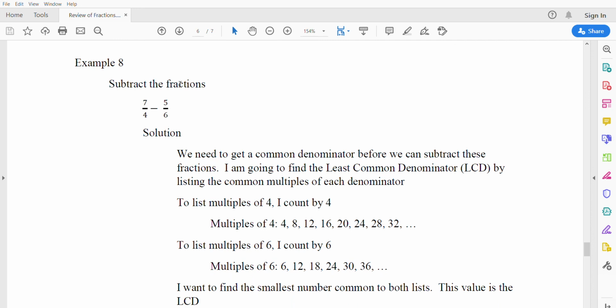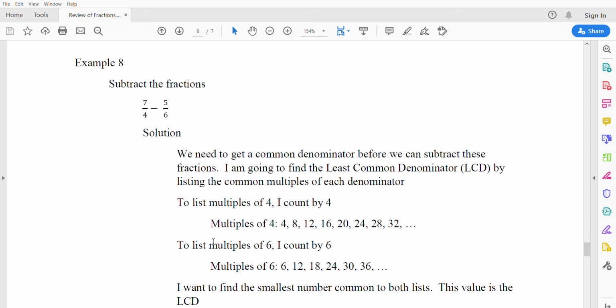So here we want to subtract these fractions. I have 7 over 4 minus 5 over 6. Well, we need to get a common denominator before we can subtract these fractions. I'm going to find the least common denominator, sometimes called LCD, by listing the multiples of each denominator. To list the multiples of 4, that's my first denominator, I'm going to count by 4. So the multiples of 4, I get 4, 8, 12, 16, 20, 24, and that list goes on and on.